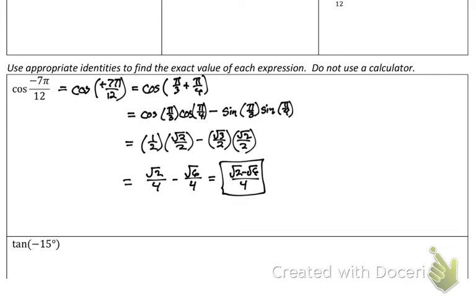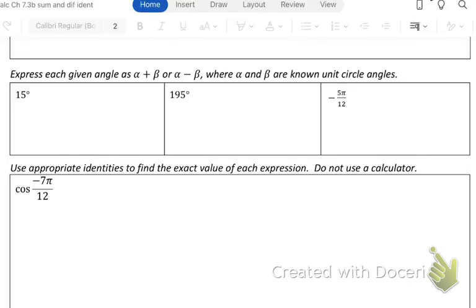Okay, let's go back in time real quick because I think I skipped some problems. We're supposed to express each of these angles as an addition or subtraction where we know the angles. 15 degrees, is that on a unit circle? No. So if it's in a section that says you cannot use a calculator, you have to know that I want you to add or subtract angles. So instead of 15 degrees, what can I rewrite 15 degrees as in terms of angles that I actually know the values of? Yeah. 45 minus 30 would work.